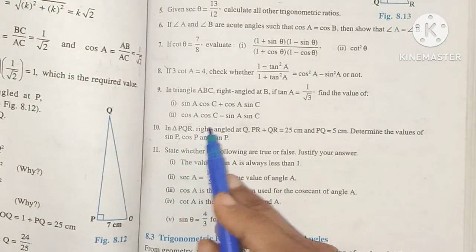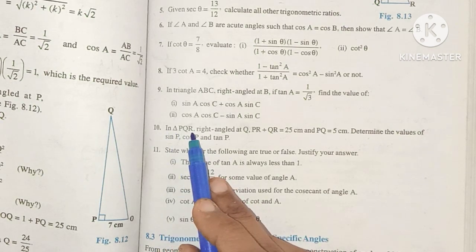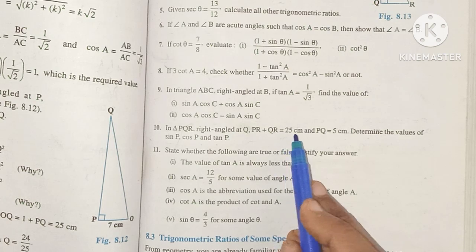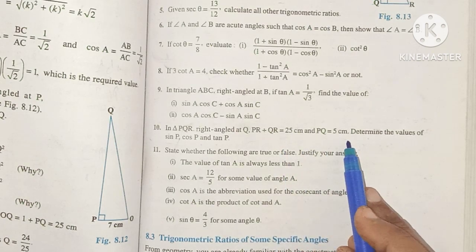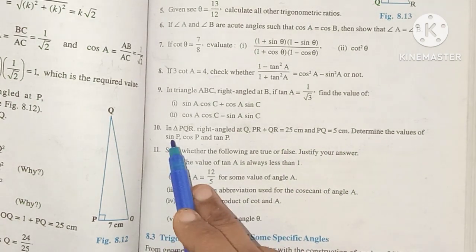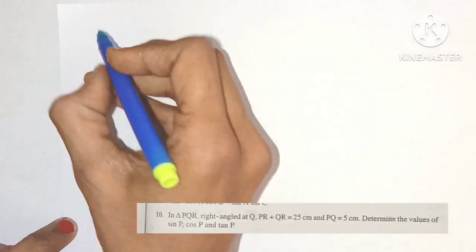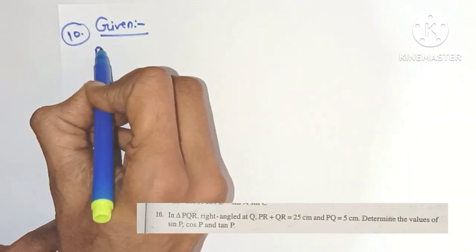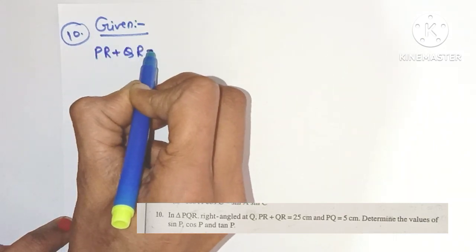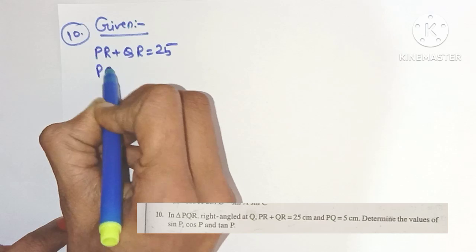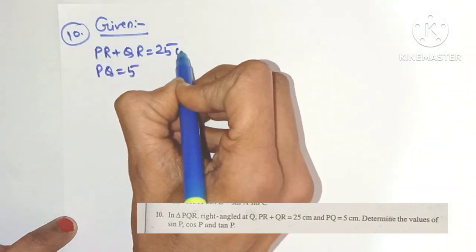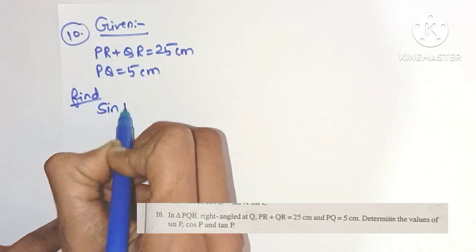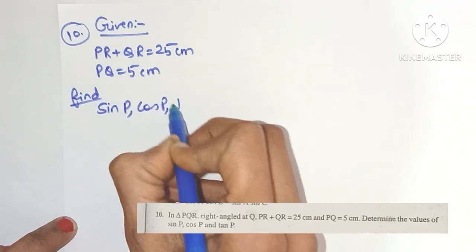Now here is the 10th question. In triangle PQR, right angled at Q, PQ plus QR is 25 cm and PQ is 5 cm. Determine the values of sin P, cos P and tan P. So let's write down what is given to us. It is given to us that PR plus QR is 25 and PQ is 5 centimeters, friends. Okay. And we have to find sin P, cos P and tan P.